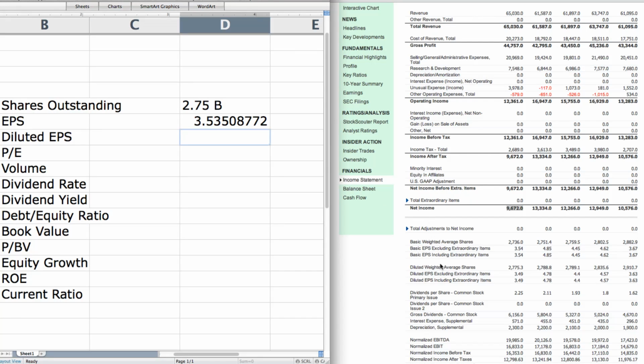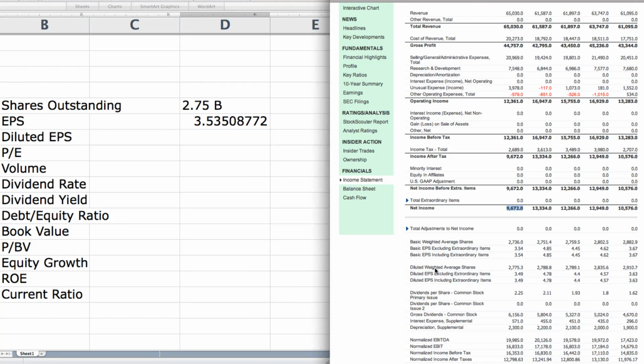So when you look at this income statement and go down here, it says diluted weighted average shares. You can see that number is higher than the number we just used, which is the number of shares outstanding. This number is the real number of shares outstanding, as opposed to the number being reported as outstanding. So if you want a more accurate EPS, you're going to want to use this number. When you use that number, it's called the diluted EPS.